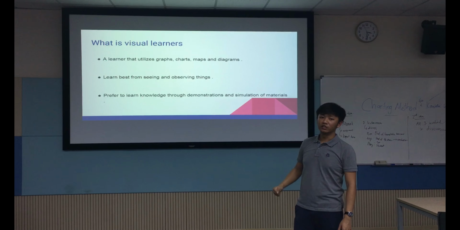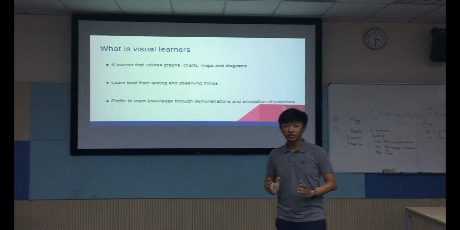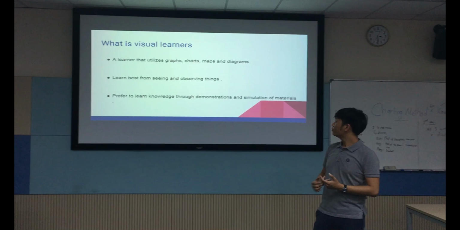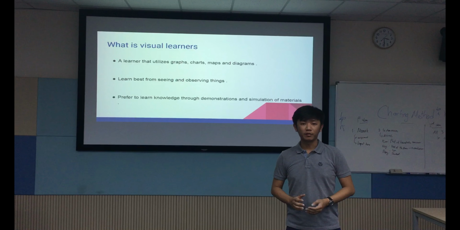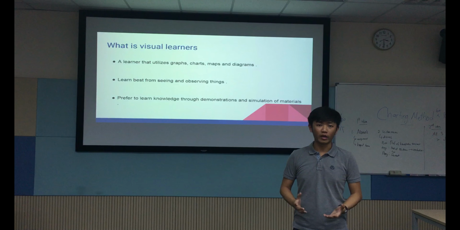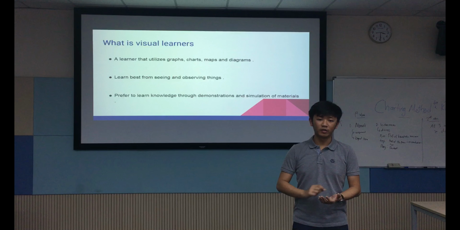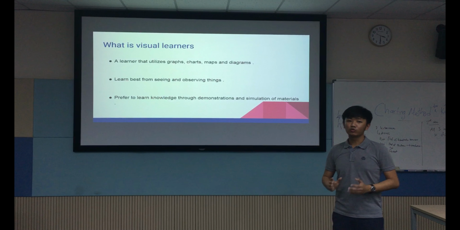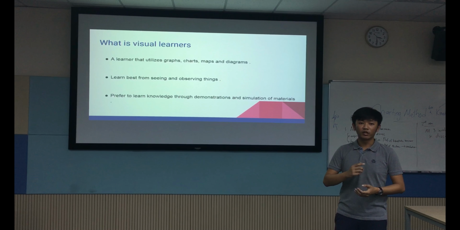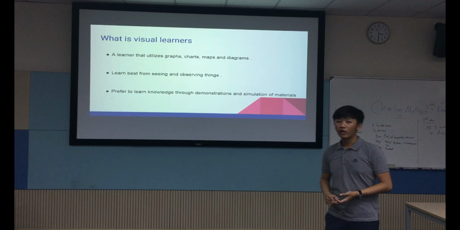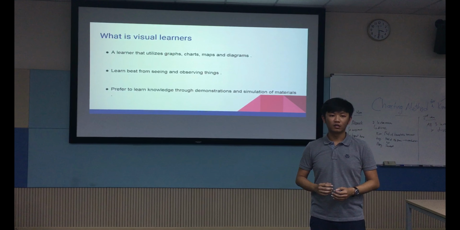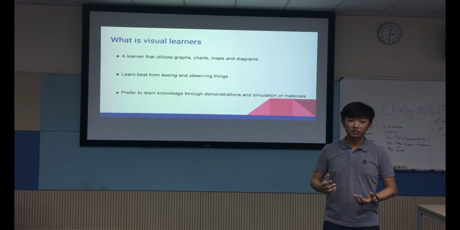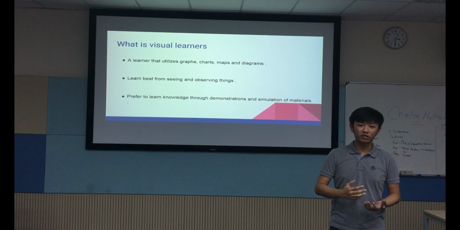Okay, what is a visual learner? A visual learner is a learner that utilizes graphs, mappings, and charts. Secondly, they learn best from seeing and observing things. For example, in order to visualize what is going to happen in a problem, they usually jot down or draw a diagram to visualize what is happening in the question. Lastly, they prefer to learn knowledge through simulations and demonstrations. For example, they will use a lot of simulators to help them visualize the problems or questions given by lecturers.